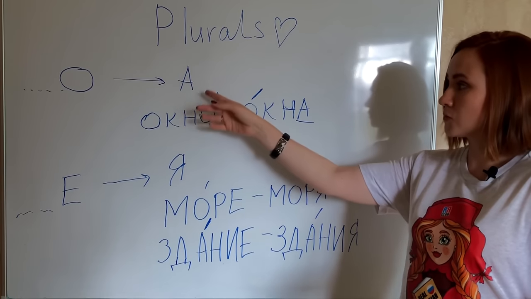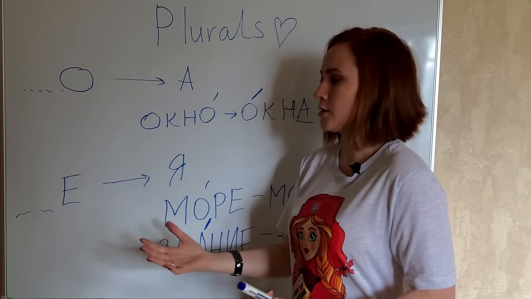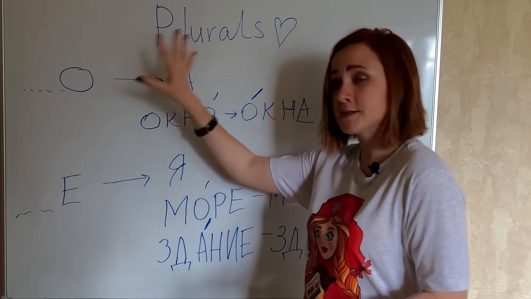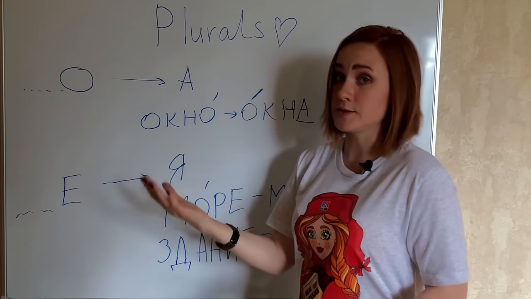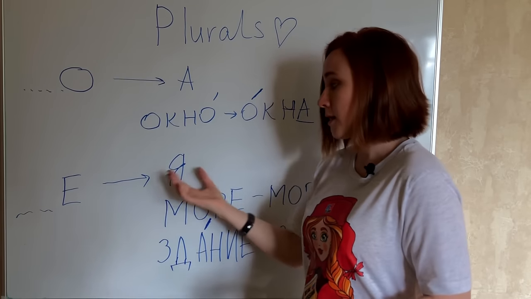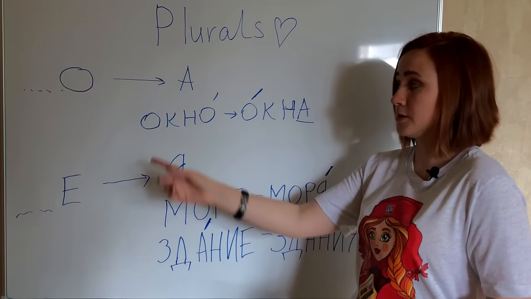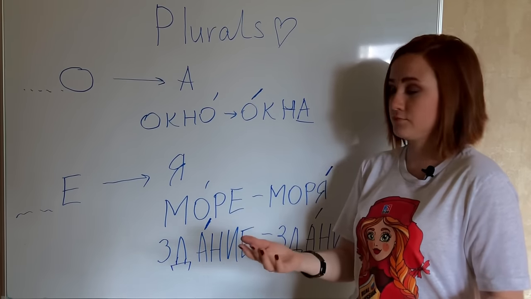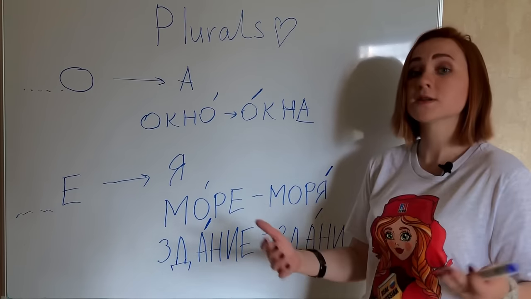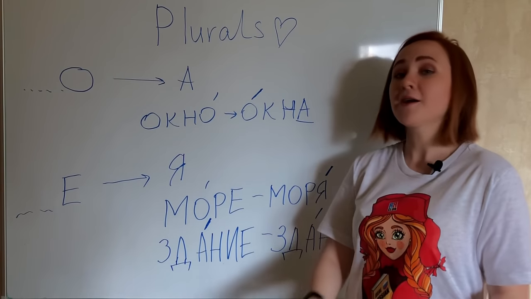So again, о goes to а, е goes to я. And again, you feel the logic here. О is hard, а is hard. So again, hard stays together. And е is soft, goes to softer я. О, а. So again, окно, окна. Your turn. Окно, окна. Море, моря. Здание, здания. Okay, I hope you got it.